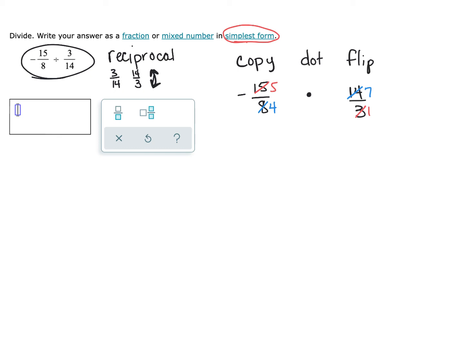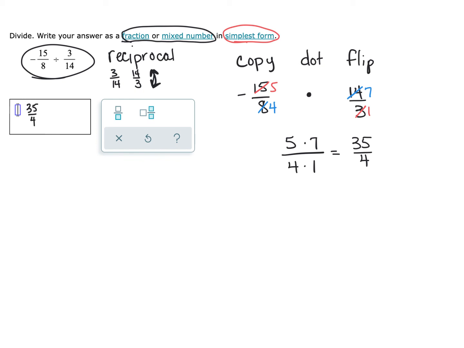And now I can multiply just straight across. This will become 5 times 7 over 4 times 1, or 35/4. Now, I do want to just double check that is simplest form, but I also want to double check if I have to put it in fraction or mixed number form. And it says that I can do either one. In this case, I would enter 35/4.